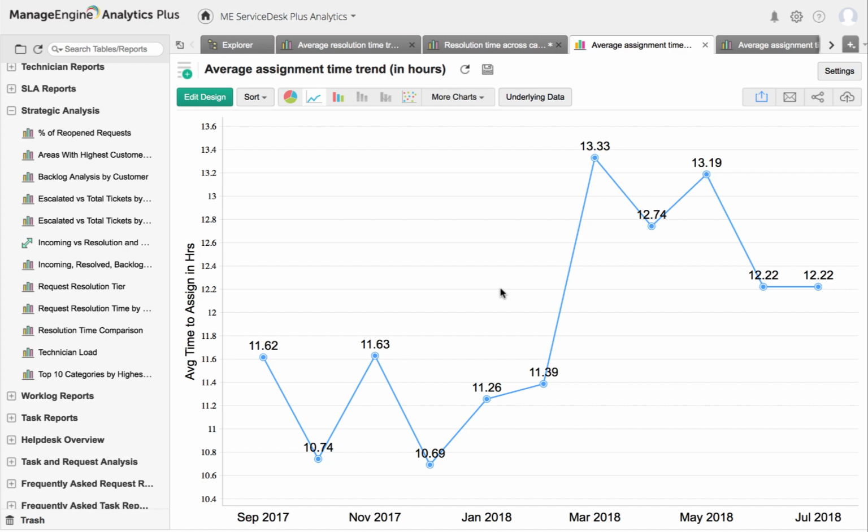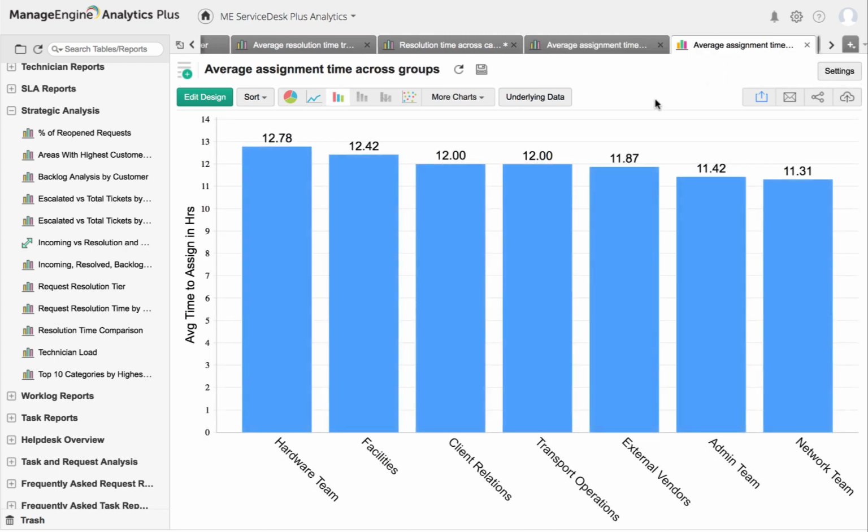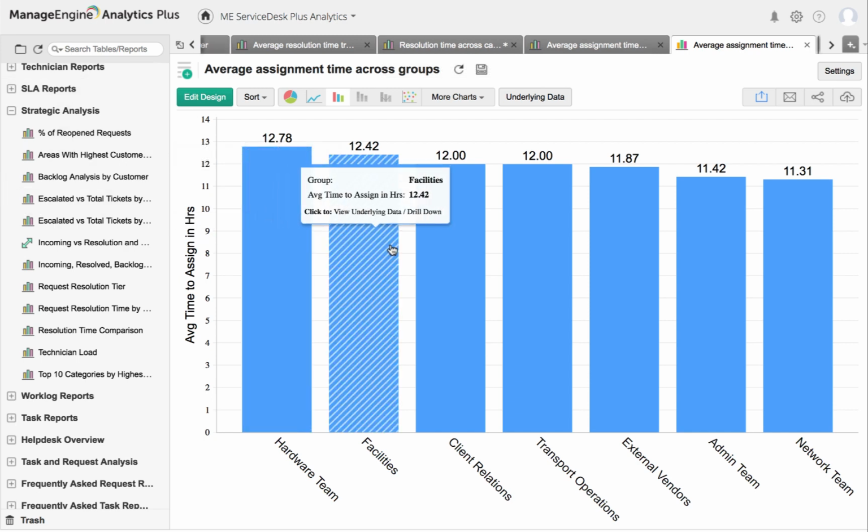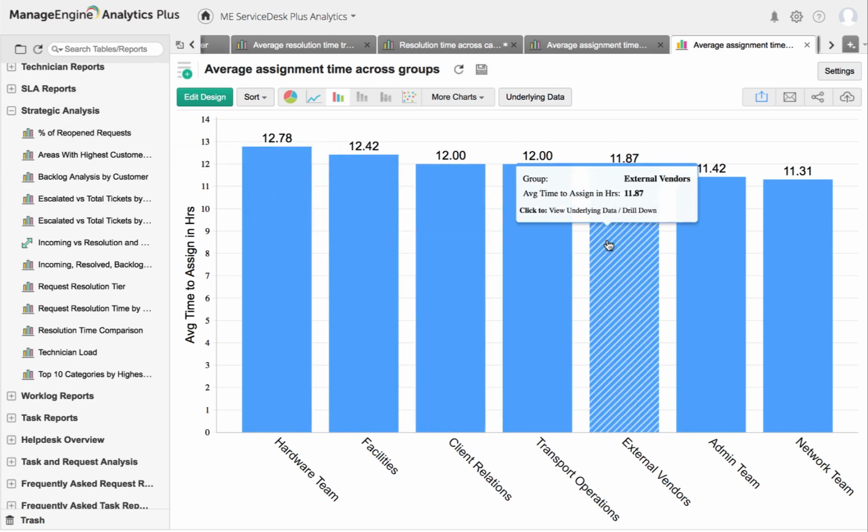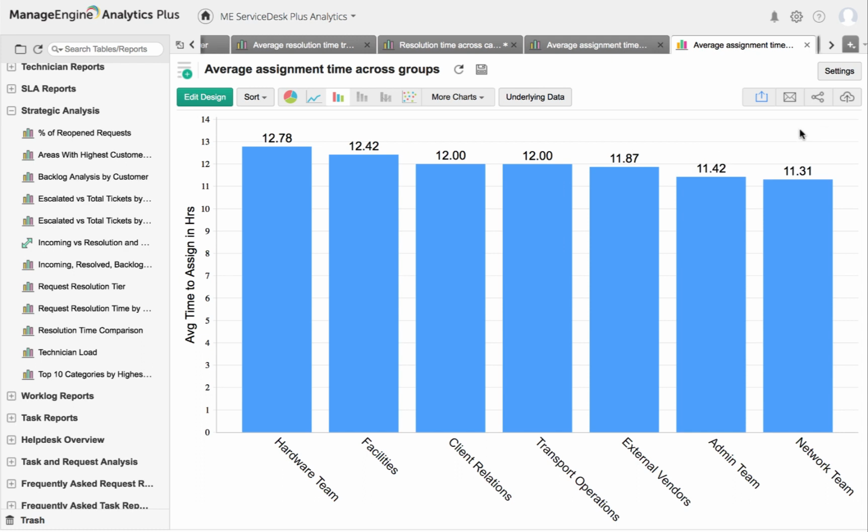Now, you may have different departments or support groups that vary quite a bit from each other when it comes to the way they function. So if you wish to monitor the assignment times in such groups separately, I would suggest a slight variation of this report. Now, this report shows you the split of average resolution times across the different support groups in your help desk. The assignment times don't seem to vary by a large degree across the different departments. So assignment times, in my case, needs to be improved as a whole in my help desk.